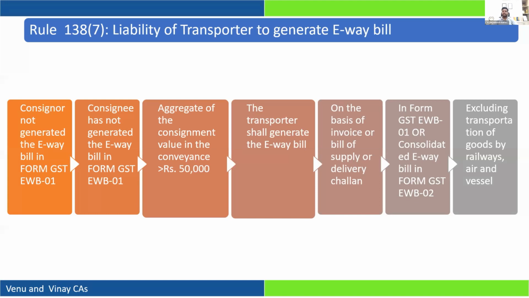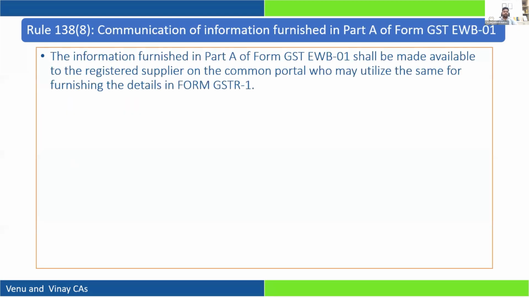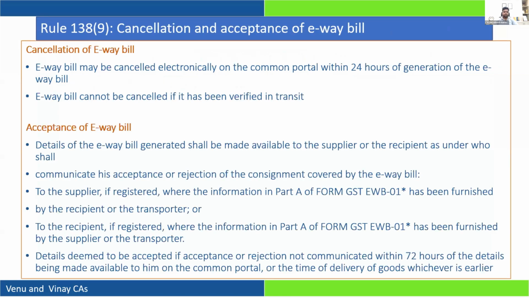There is an exception for the transportation of goods by railways, air and vessel, as far as Rule 138 sub-rule 7 is concerned. I will not go into much detail regarding this rule because it has not yet been notified. Now coming to the next rule, sub-rule 8, communication of information furnished in part A of the GST EWB-01. Whatever information is furnished in part A of the e-way bill, that is the EWB-01, should be made available to the registered supplier so that he can utilize the same for furnishing the details in GSTR-1. This is just a procedural part.